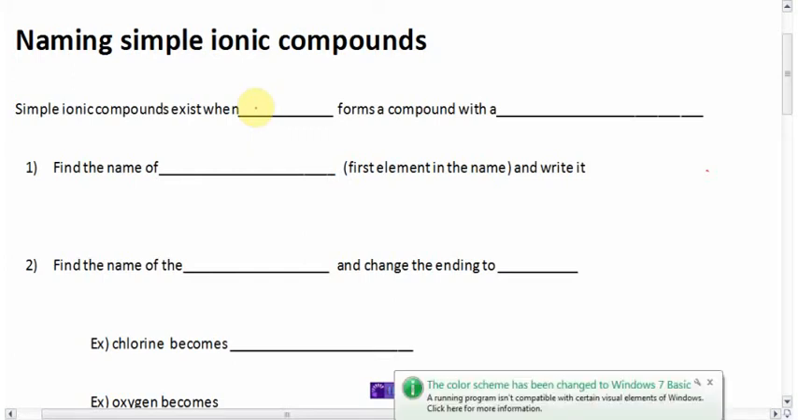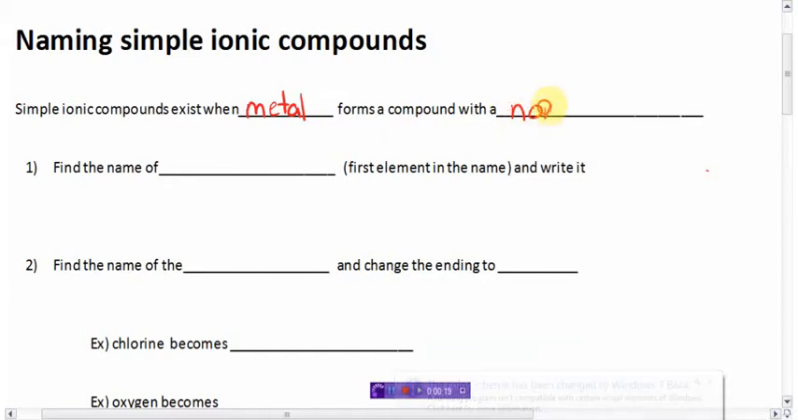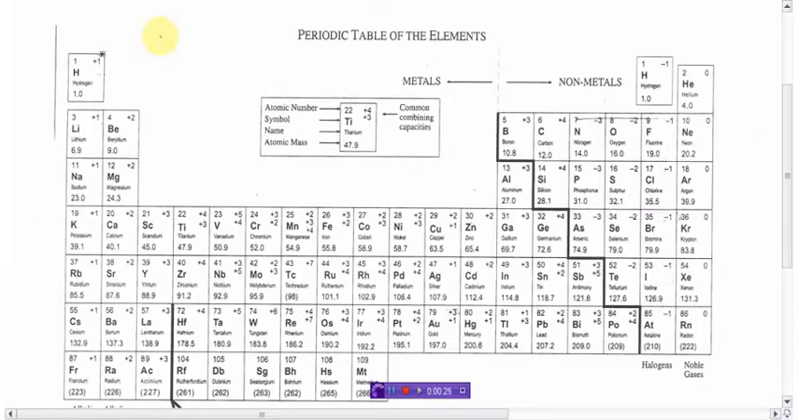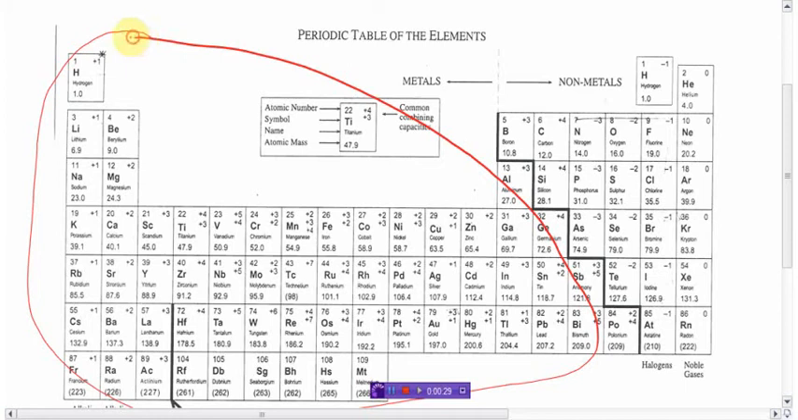This tutorial is about naming simple ionic compounds. A simple ionic compound is when a metal forms a compound with a nonmetal. If you look at the periodic table, you'll remember that metals are mostly on this side here, and nonmetals are on this side of the periodic table.